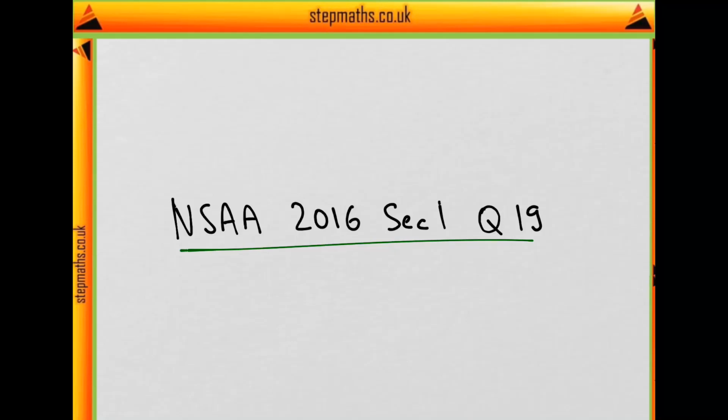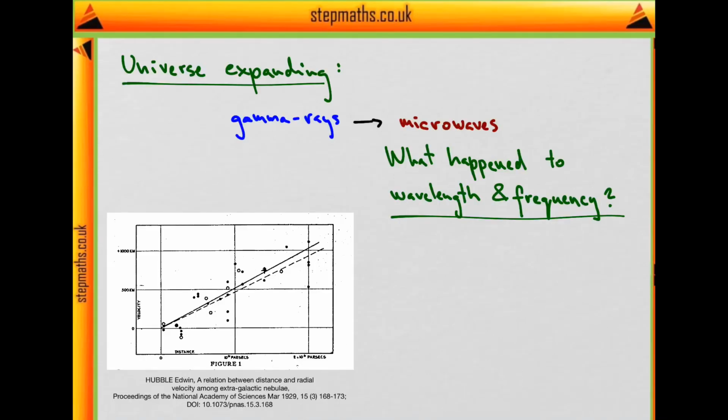In this video, we'll look at question 19 from the 2016 paper. So here they start off by saying that the universe is expanding, and that what used to be gamma rays in the early universe now appear as microwaves to us, due to this expansion. And we are supposed to say what happened to the wavelength and frequency of this light during that expansion.